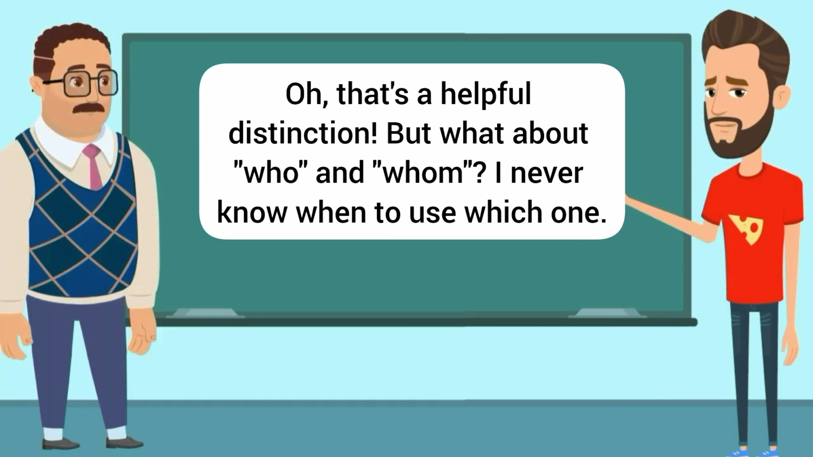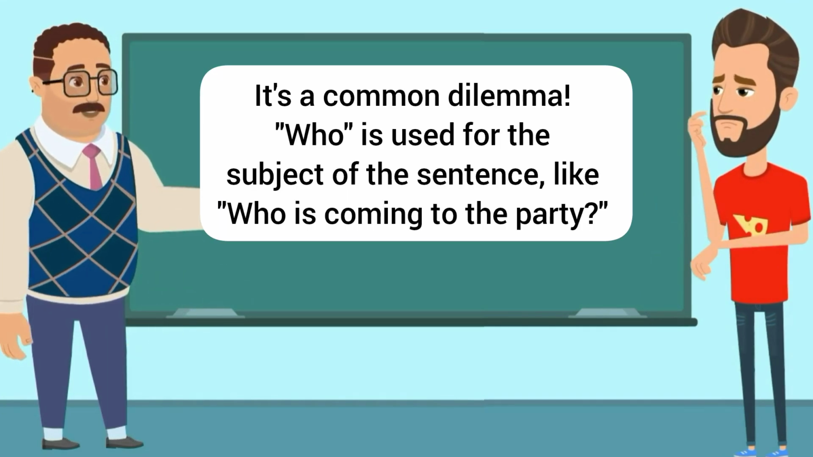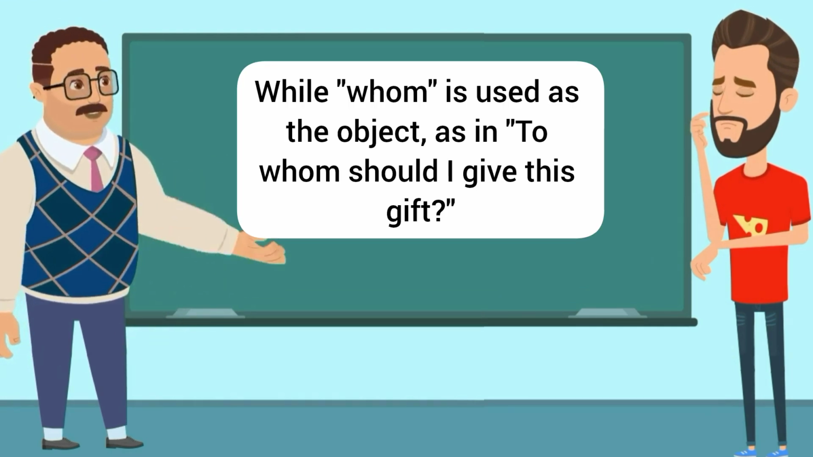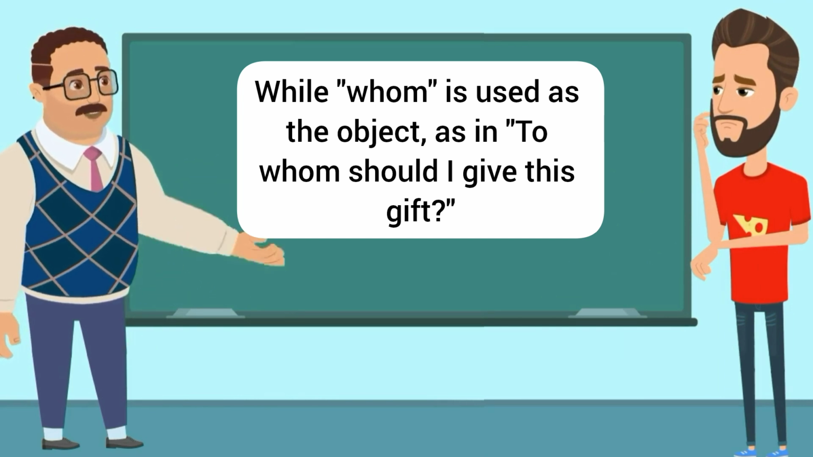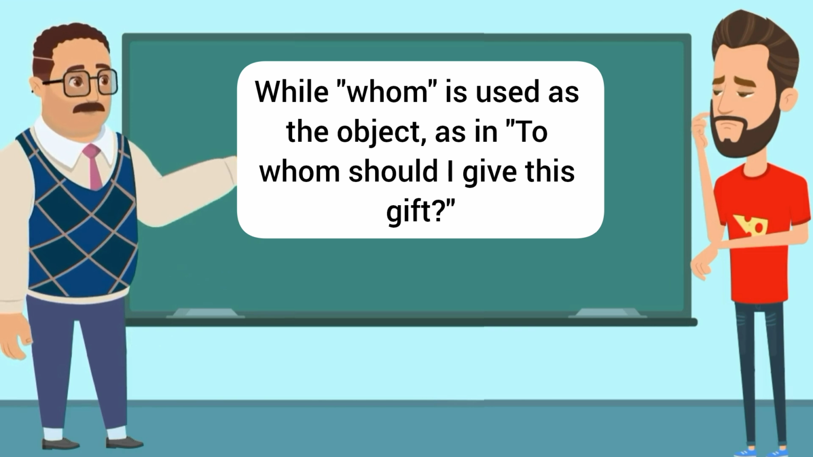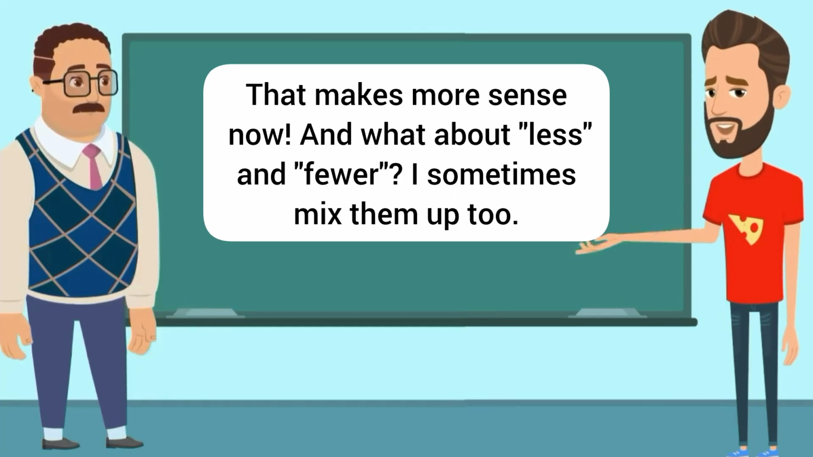But what about who and whom? I never know when to use which one. It's a common dilemma. Who is used for the subject of the sentence, like, who is coming to the party? While whom is used as the object, as in, to whom should I give this gift? That makes more sense now.